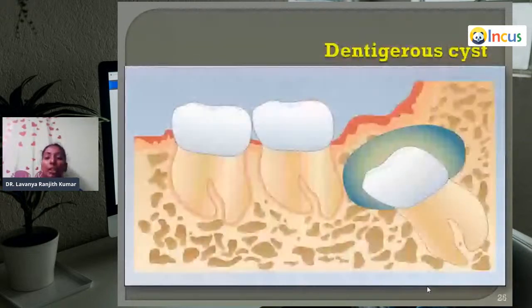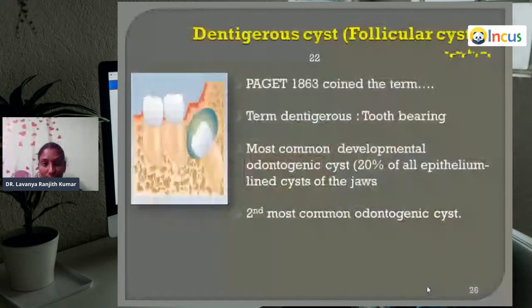So coming back to the dentigerous cyst, this is a very important and common odontogenic cyst when compared to the others. It is also known as follicular cyst, and it is also called a tooth-bearing cyst. It was introduced by Paget in 1863. He coined this as a tooth-bearing cyst or follicular cyst, and it is the most common developmental odontogenic cyst.